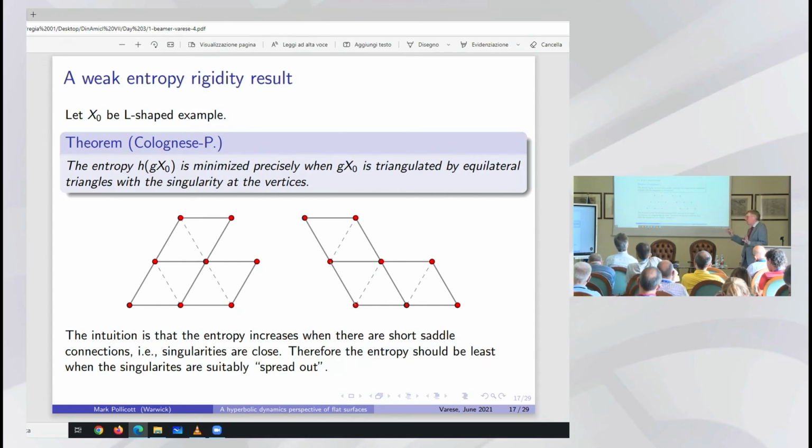Whatever the surfaces are that minimize this globally, the topological entropy, they are triangulated by these equilateral triangles. And the intuition is that the entropy grows very quickly if you have singularities that are very close, if you have a short saddle connection, a path between singularities. And so somehow this is the one where the singularities are most spread out on the surface. I'm not sure it's a very useful intuition, but it is.